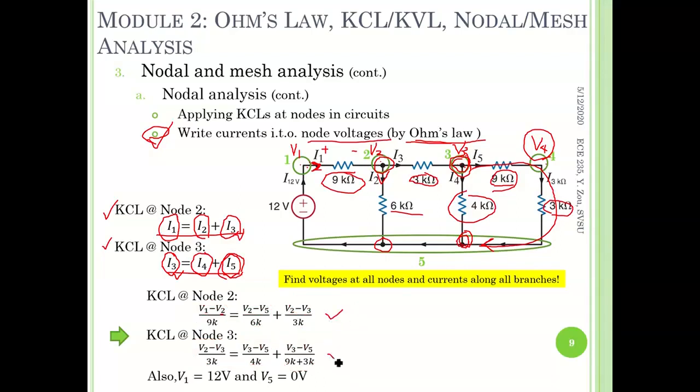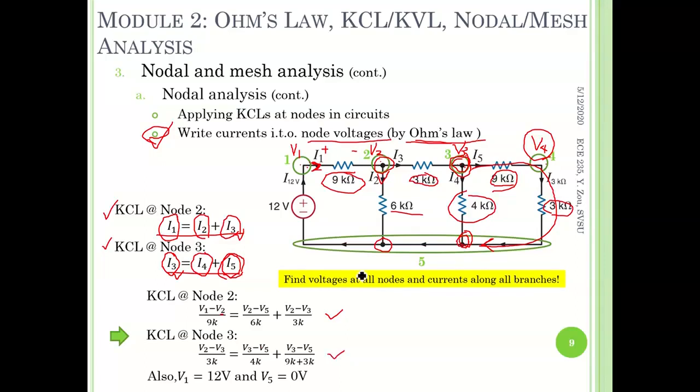So look at these two equations. Obviously, we have V1, V2, V3, V5, 4 unknowns. However, only 2 equations. We can't find anything. So we need additional information, or say additional equations.